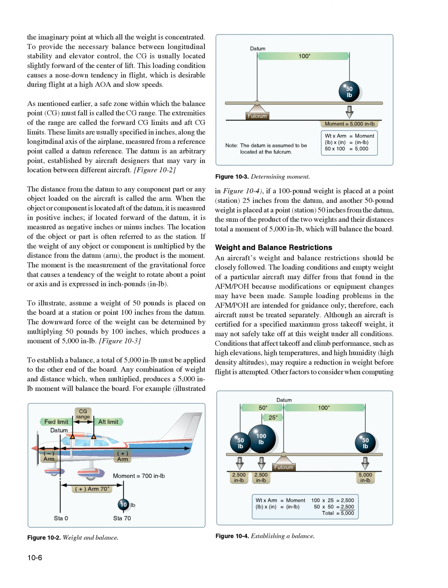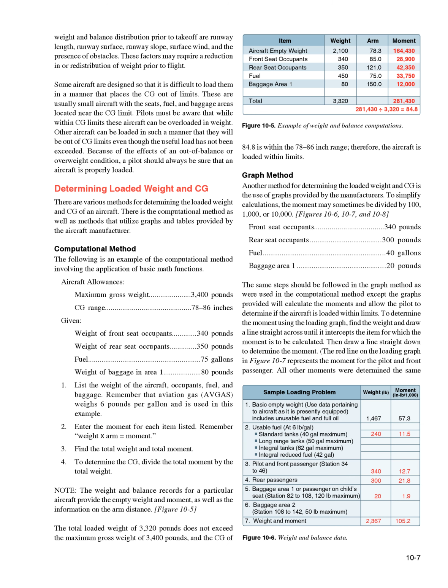Although an aircraft is certified for a specified maximum gross takeoff weight, it may not safely take off at this weight under all conditions. Conditions that affect takeoff and climb performance, such as high elevations, high temperatures, high humidity, and high density altitudes, may require a reduction in weight before flight is attempted. Other factors to consider when computing weight and balance distribution prior to takeoff are runway length, runway surface, runway slope, surface wind, and the presence of obstacles. These factors may require a reduction in or redistribution of weight prior to flight.